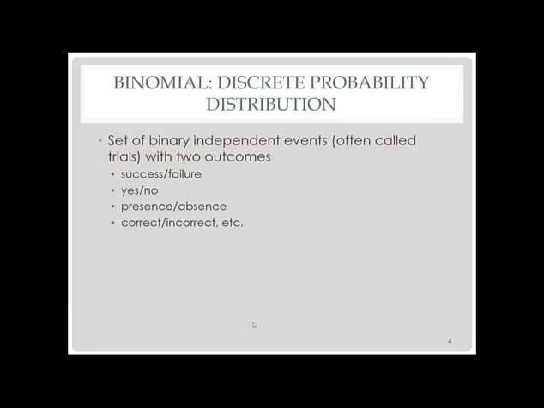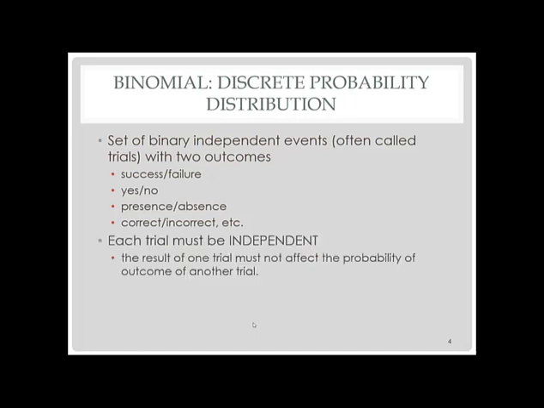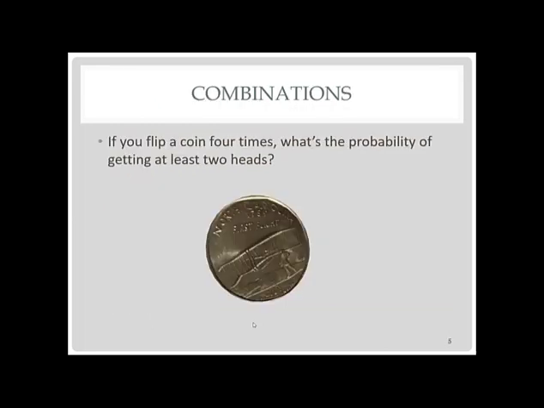The binomial distribution is a discrete probability distribution under a certain case. This is when we have a set of binary independent events, often called trials, with two outcomes, such as success and failure, yes or no, presence or absence, correct or incorrect, true or false, voted or didn't vote. Each trial must be independent. The result of one trial must not affect the probability of outcome of another trial. And the probability of success, or p, must remain constant across all trials.